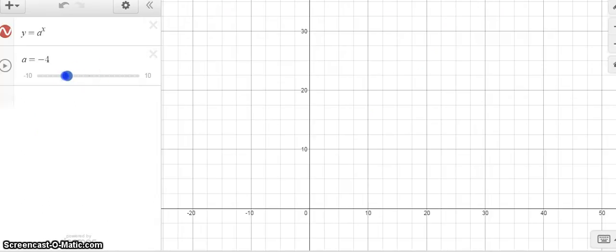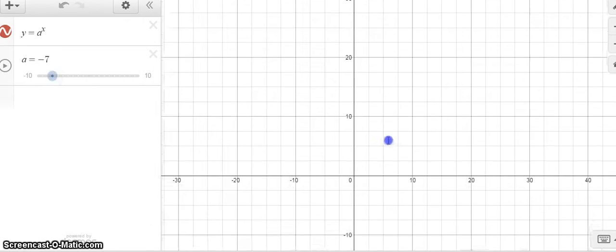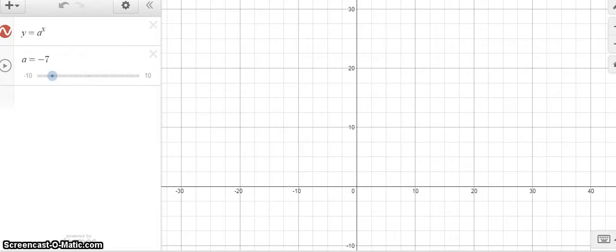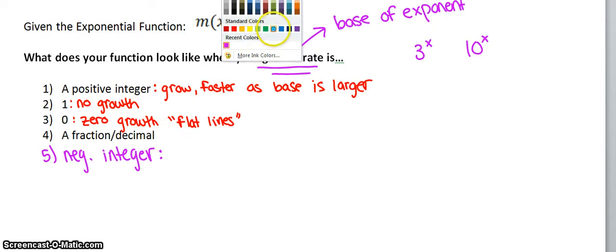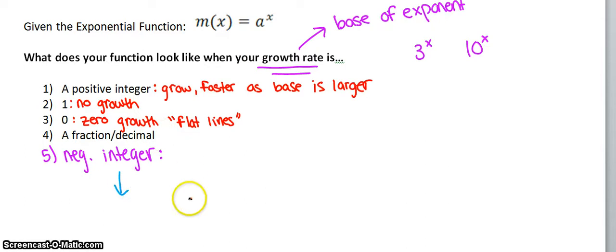Okay, so if I make my a a negative value, you don't see any graph. And I wasn't going to talk about this at first, and I just kind of added it in because this is an interesting thought. So if it's a negative integer, and I made a table, like negative 2 to the x, well, what would happen if your x was, say, 1/2? Then you'd be taking the square root of negative 2, because negative 2 to the 1/2 is the same as taking the square root, and that's imaginary.